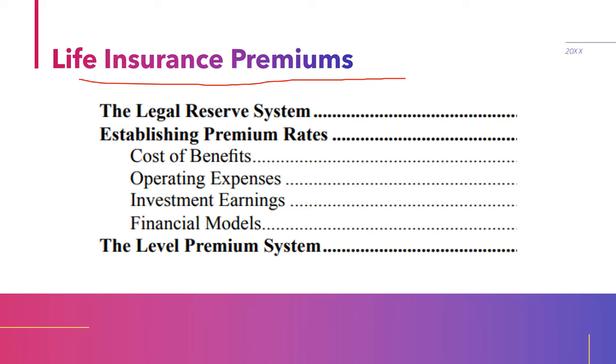Now coming to establishing the premium rate. We are paying the premium to the insurance company. There are some factors like cost of benefits, operating expenses, investment earnings, and financial models regarding that particular premium, which they will decide. Cost of benefit is basically the cost of insurance. They classify this cost of benefit with one formula: projected cost of benefit is equal to the potential benefit amount payable multiplied by the probability that the benefit would be payable. That is the cost of benefit.